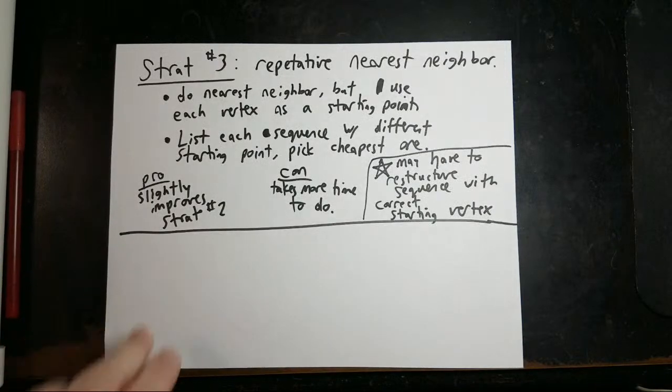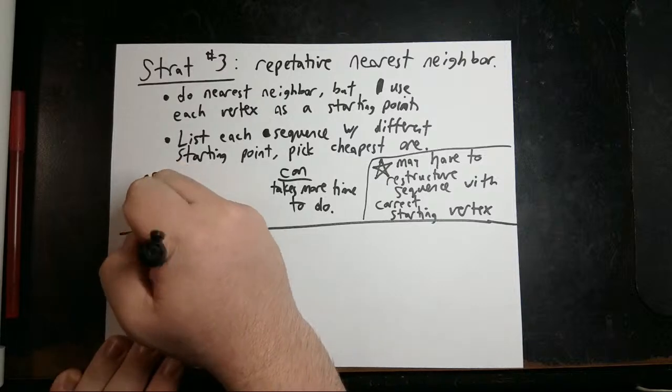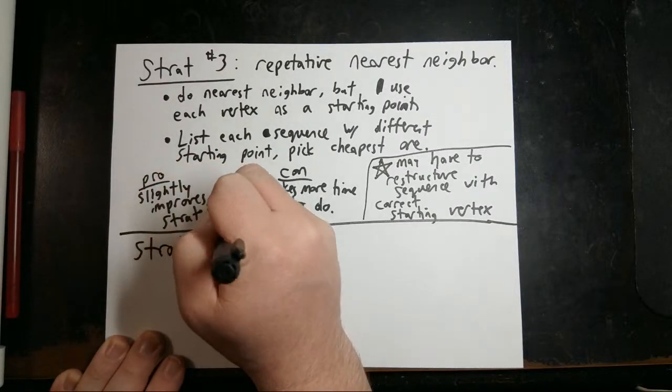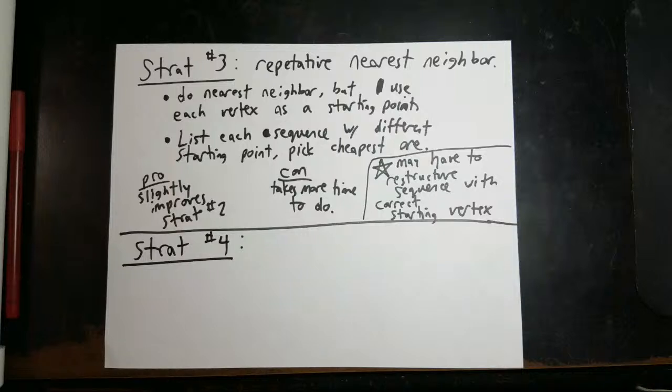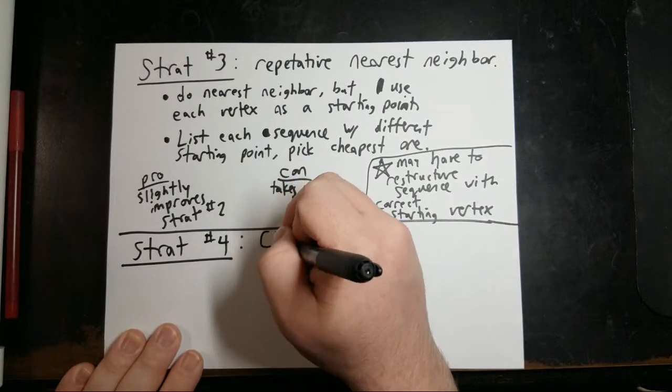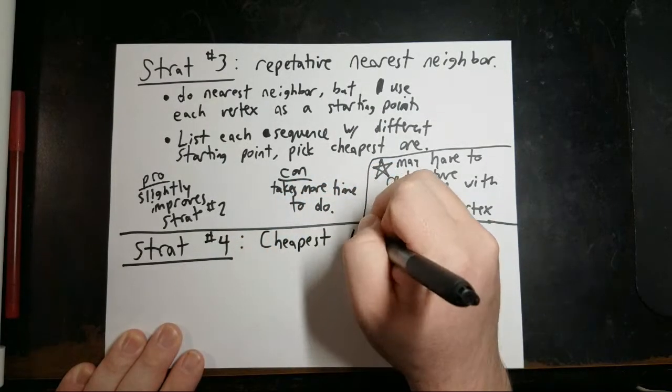If we knew what all 24 sequences were, which I do not feel like listing out, Strat 1, brute force, would work every single time. But I don't feel like doing that. So instead, we're going to go to Strat 4. Strat 4 is kind of nice. It depends on your point of view. But it's called cheapest link.